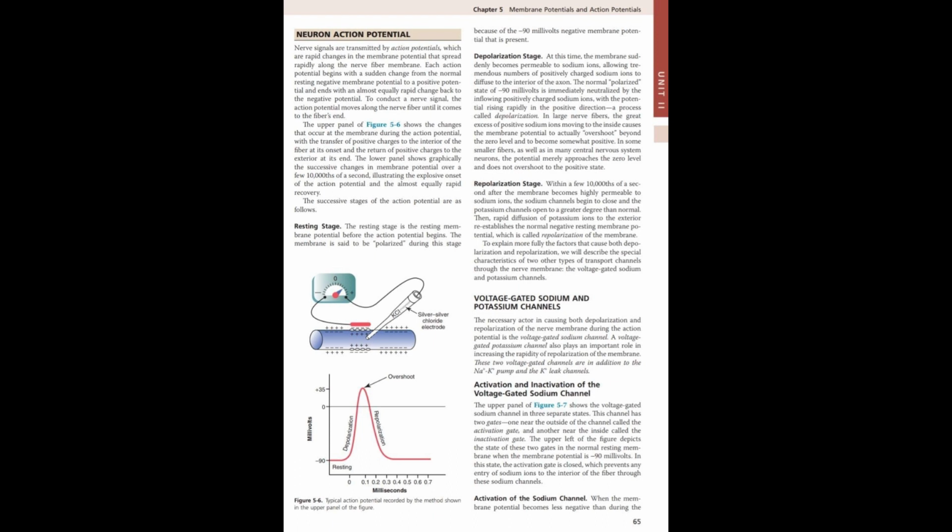Rapid diffusion of potassium ion to the exterior re-establishes the normal negative resting membrane potential, which is called the repolarization of the membrane. Just highlight these 3 lines from the repolarization stage. The next heading is the voltage-gated sodium and potassium channel.